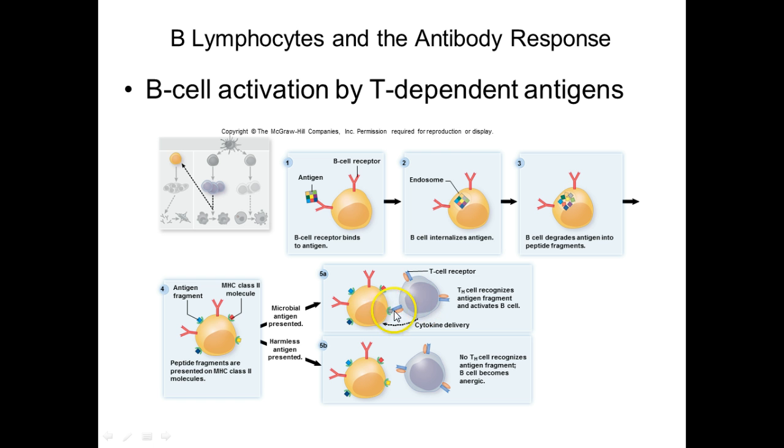A helper T cell can interact with it. Remember, T cells can only interact with antigen-presenting cells. A B cell, in this case, is considered an antigen-presenting cell. Okay? It's presenting antigen. And remember, it's a special class of molecule that it uses. It's MHC class 2. This stands for major histocompatibility complex.